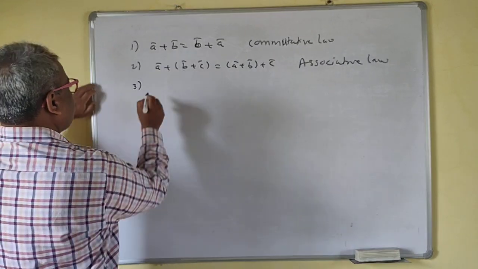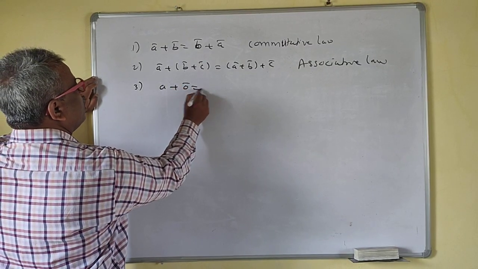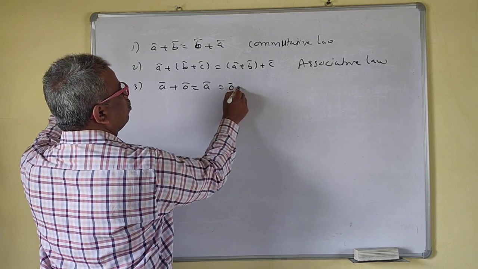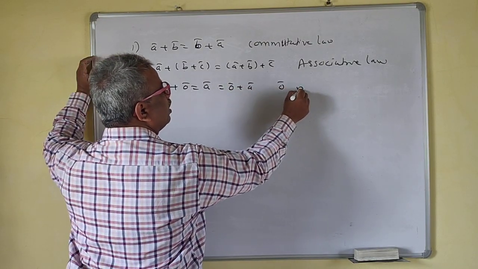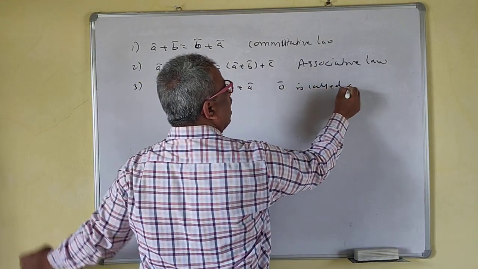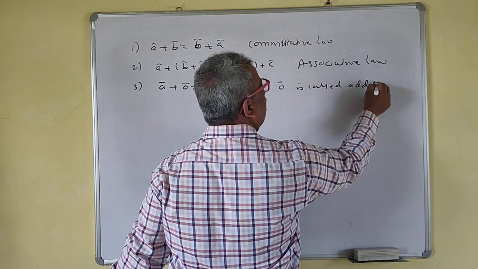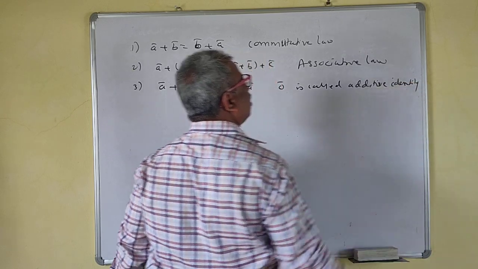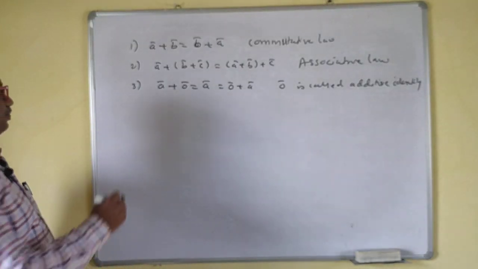And third one, A bar plus 0 bar is the same as A bar, and this is the same as 0 bar plus A bar. So 0 bar is called additive identity. It's called additive identity. Okay.